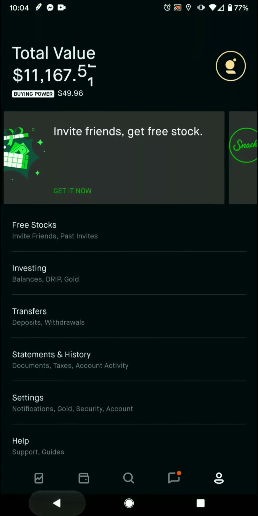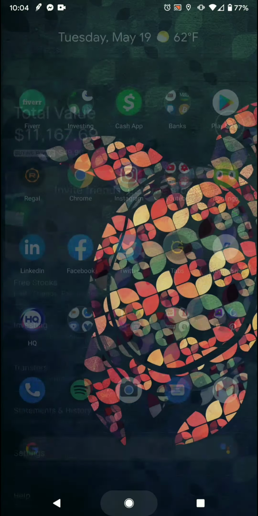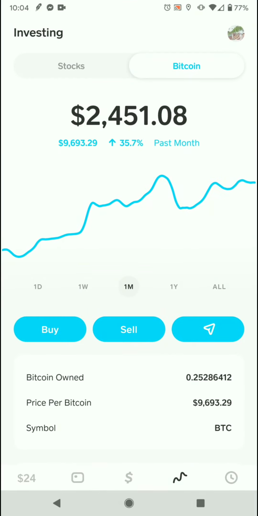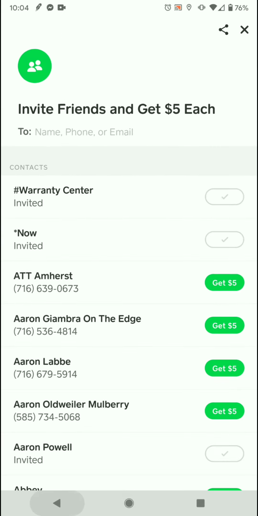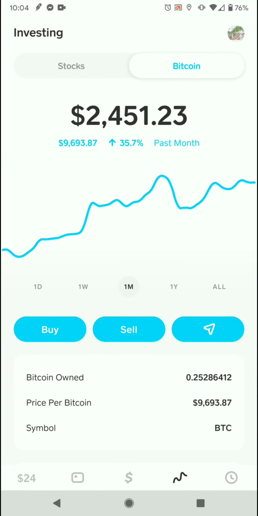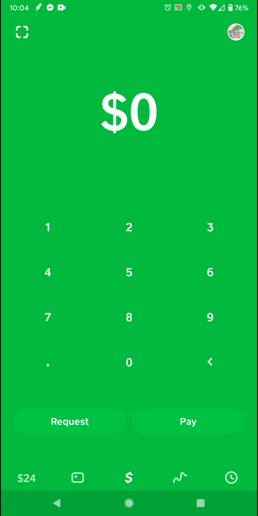So just to show you a little bit about the different investing apps and who gives you a little bit more. As always, CashApp has a $5 join up. Very minimal.